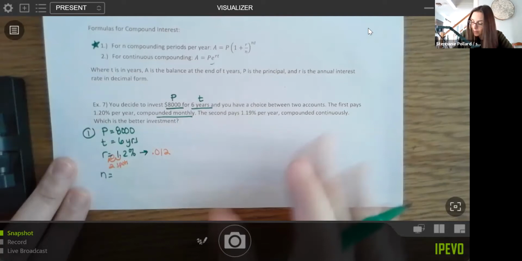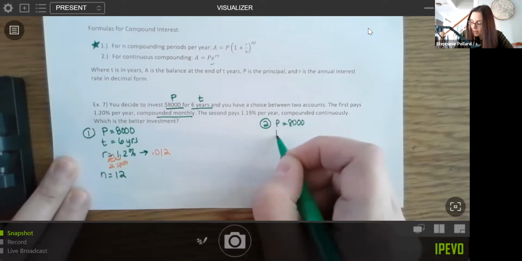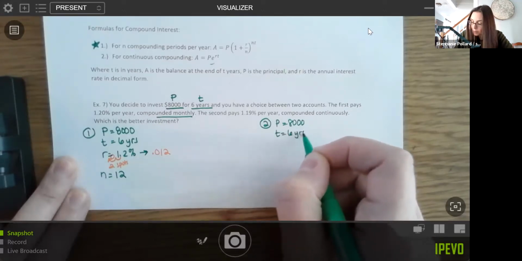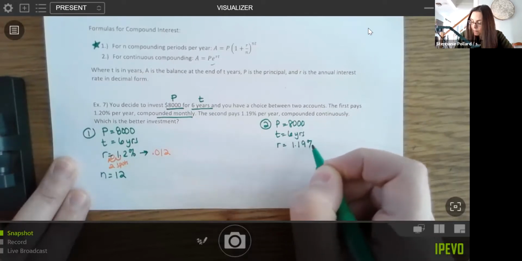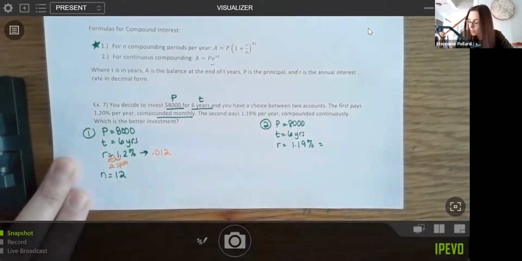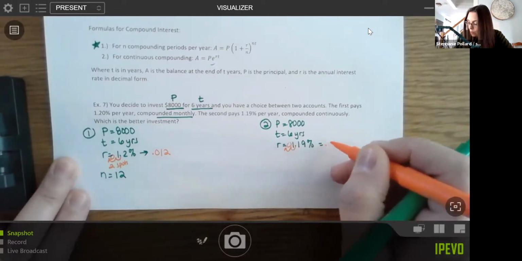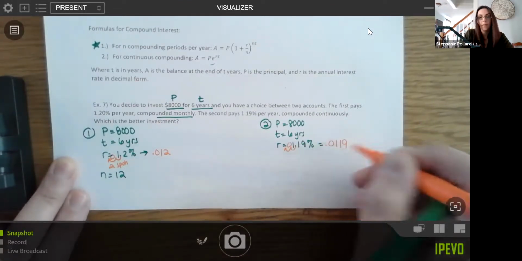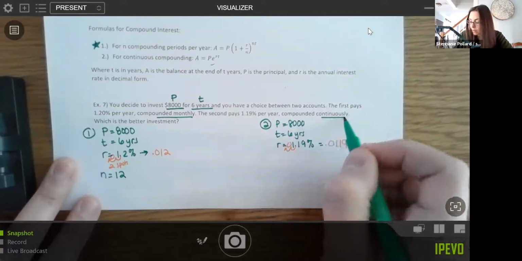So the second option still has a principal of 8,000. It still has a time of 6 years, but the rate is different. It's going to be 1.19%. So in decimal form, I move 2 spots to the left, 0.0119. And then we're doing continuous compounding here.